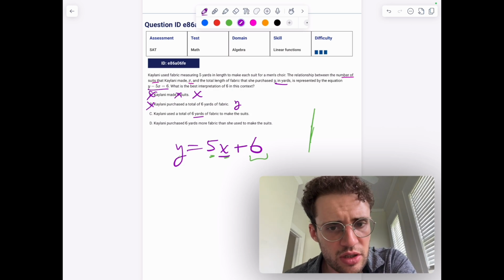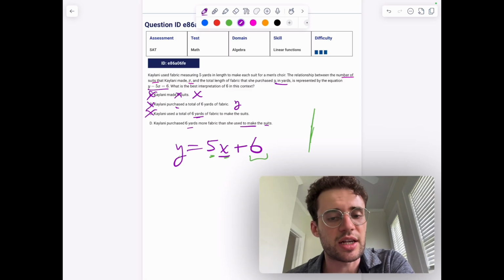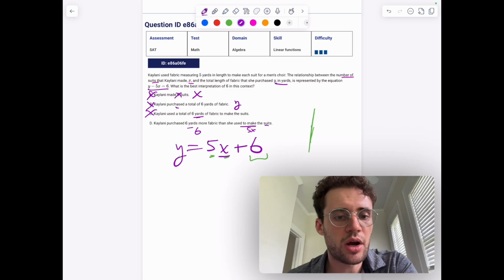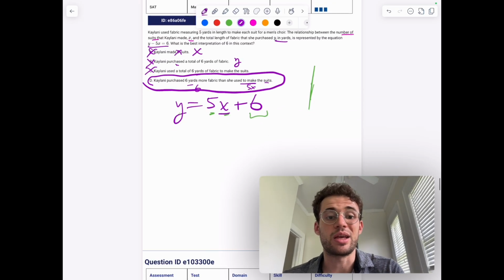Kehlani used a total of 6 yards of fabric to make the suits. What? Purchase, it's saying that you don't use all that you purchased, I guess. It's not that. Kehlani purchased 6 yards more fabric than she used to make the suits. Okay, so 5x is the amount that's used in the suits, and then you're also purchasing 6 more than the 5x you need there. All right, so D does make sense. D would be the correct answer there. A, B, and C are all wrong.